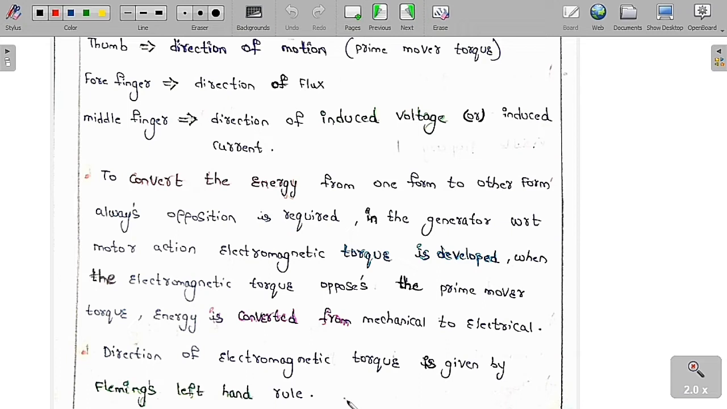So this is the thing that you always have to keep in your mind. In the generator, the mechanical torque and electrical torque are always opposite of each other. In the generator, you can use the Fleming left hand rule also. But here, the thumb is going to show you that the direction of the electrical torque or electromagnetic torque is always opposite to the mechanical torque.